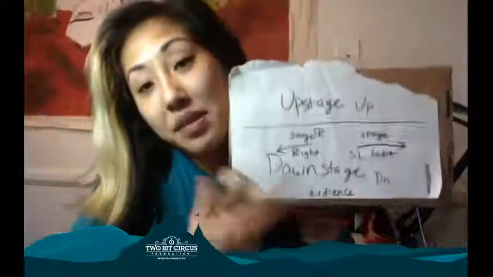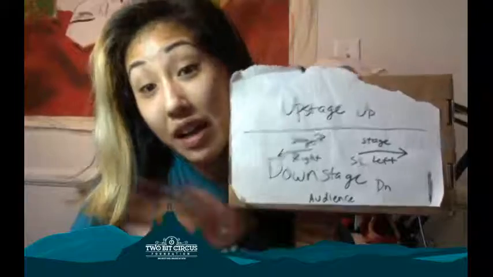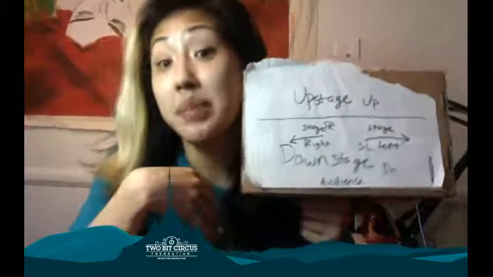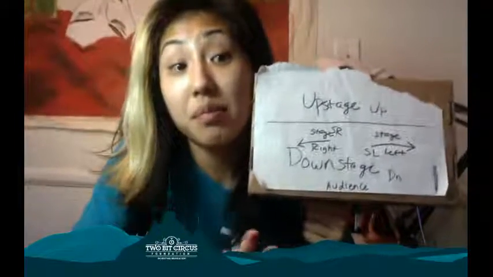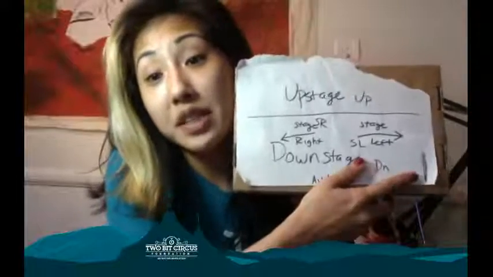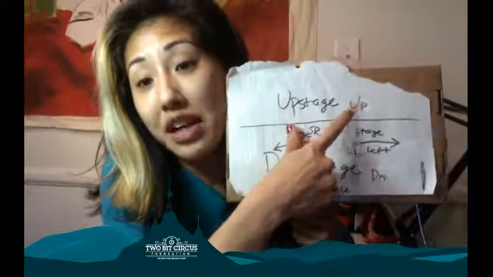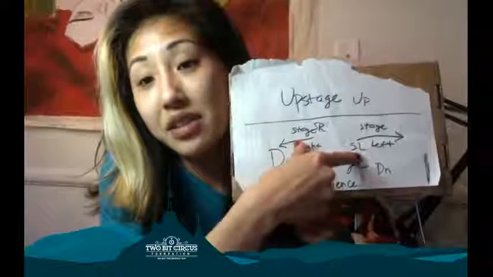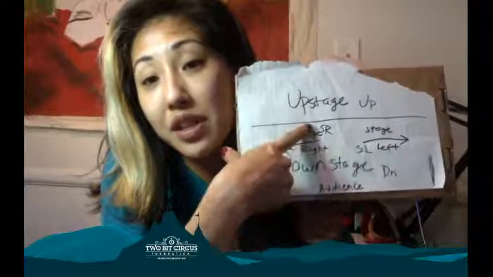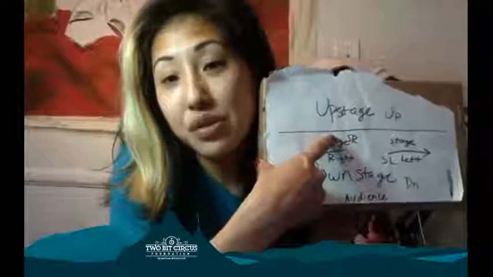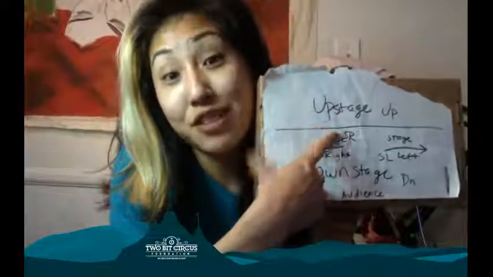And as you can see, I put some shorthand on here that I often have used in my own notes when I have been taking blocking notes from my directors. So I have put DN right here for down. I've put UP right here for up. SL is usually my shorthand for stage left, which means that SR is usually my shorthand for stage right.